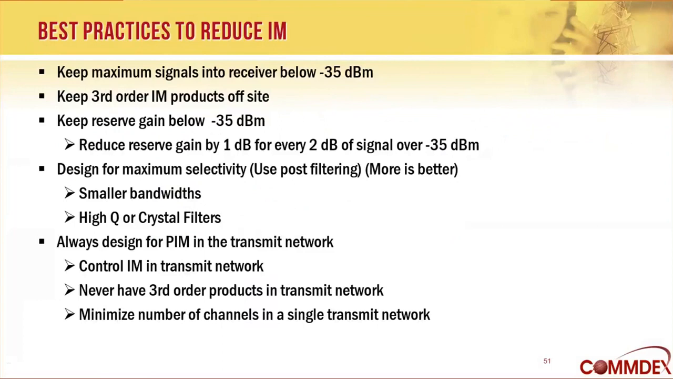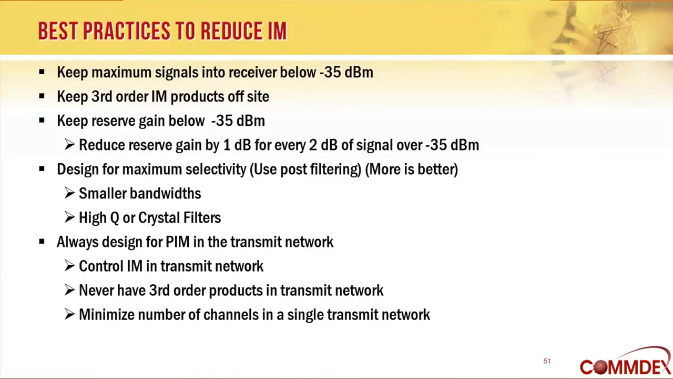Some of these we already talked about. Keep receive signals below -35. Try to avoid any third order intermod products. Those are the ones that will be your biggest problem, because being third order, they will have signals happening. The receive gain, that's talking about the receive multicouplers. So don't run your receiver multicouplers too hot. The temptation is to run full gain, but you don't want maximum gain.